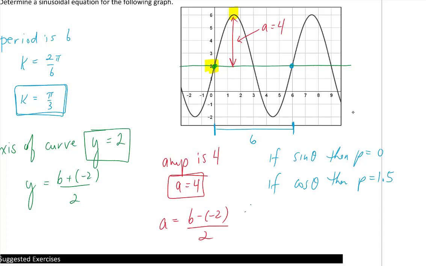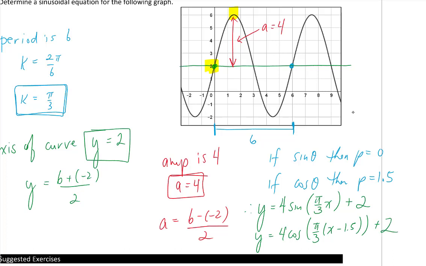So again, we can state both equations. Y is equal to 4, our A value, sine of, next we need our K value, pi over 3, and then X, since there's no phase shift, we can just write it as pi over 3x, plus our Q value of 2. And cosine would be 4 cosine pi over 3 x minus 1.5 plus 2. So these two equations would graph the following function.